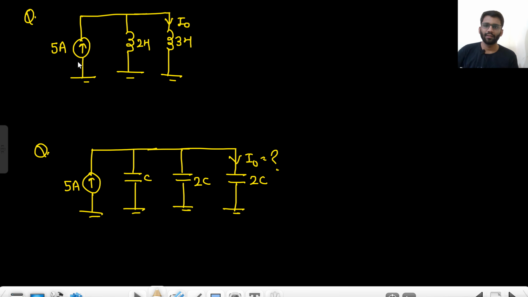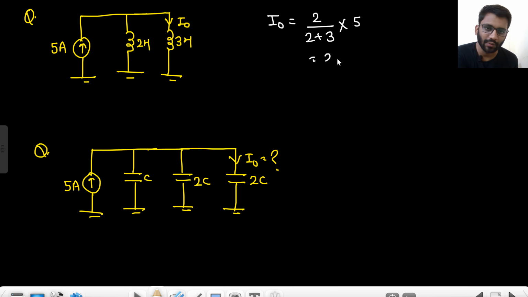Okay. Now the same thing will happen in an inductor, right? So your I naught would simply be, you have to divide it in inverse proportion. I can divide it like this: 2 upon 2 plus 3 into 5. That means 2 ampere. So 2 ampere current will go here and 3 ampere current will go here. Lesser the inductance, more the current. Right? 2 ampere will go here, 3 ampere will go here.